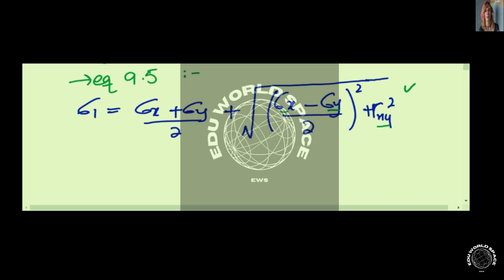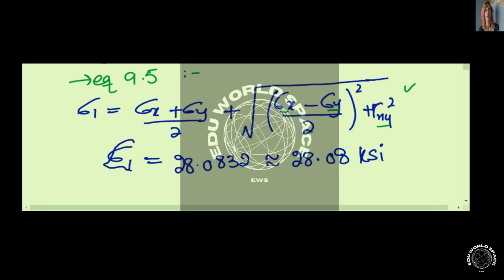So I'm going to skip it over here, and I'm just going to write the calculated value of sigma sub 1, and for this case that is equal to 28.0832, and that is approximately equal to 28.08 ksi, right?